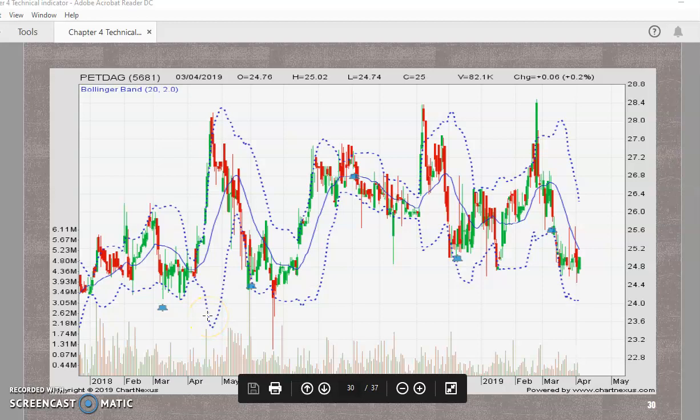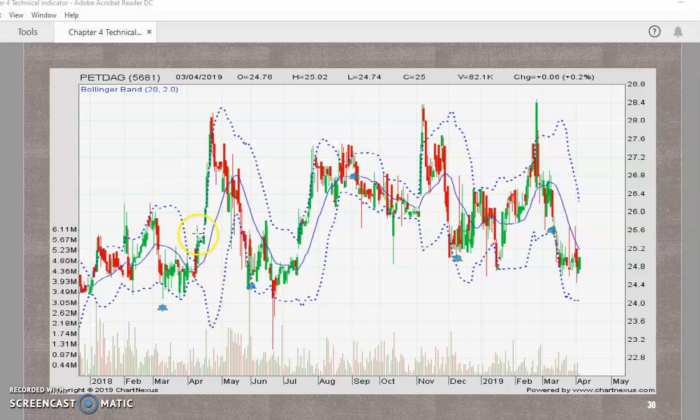Okay, so this is how Bollinger Band looks like. We have three lines over here. The first one is the upper band, the middle band or the moving average line, and this one is the lower band. The upper band and lower band are calculated using a standard deviation of the 20 days moving average.